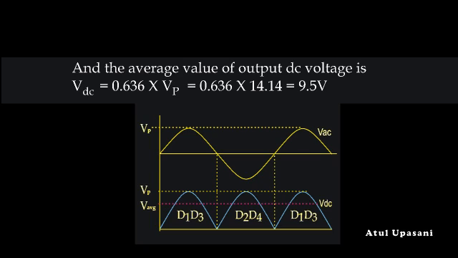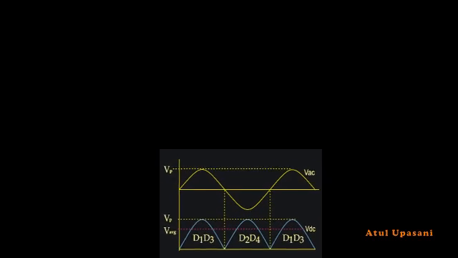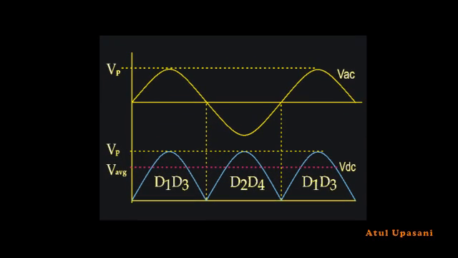So in this way, from the wave diagram you can see, for both the half cycles, the output is conducted and the output is appearing at the load resistance. So both the half cycles are conducting here. So that is why full wave is rectified at the output. So that is why this rectifier is also called a full wave rectifier.